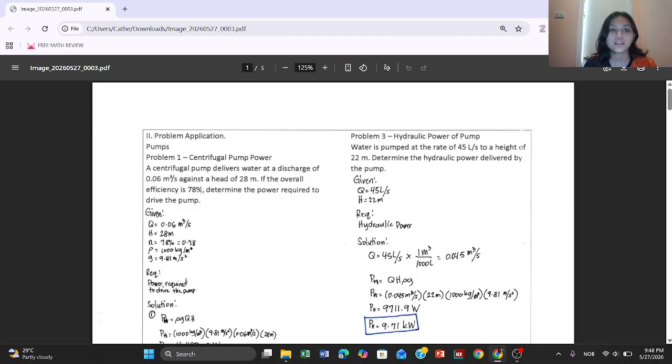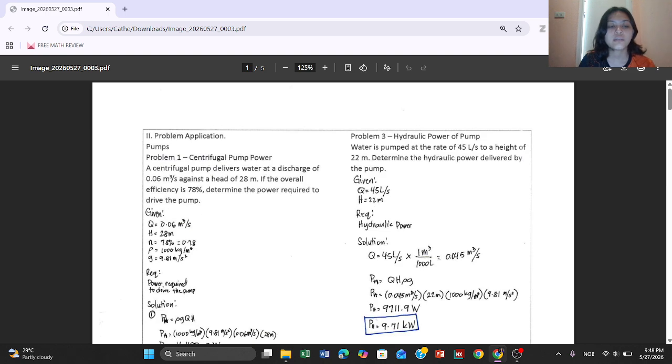For problem 1, it is about centrifugal pump power. The problem is a centrifugal pump delivers water at a discharge of 0.06 cubic meter per second against a head of 28 meters. If the overall efficiency is 78%, determine the power required to drive the pump.